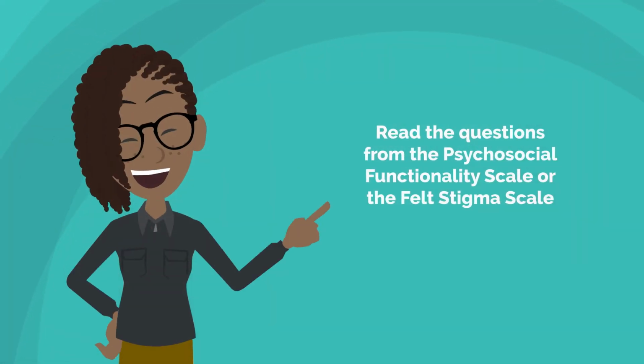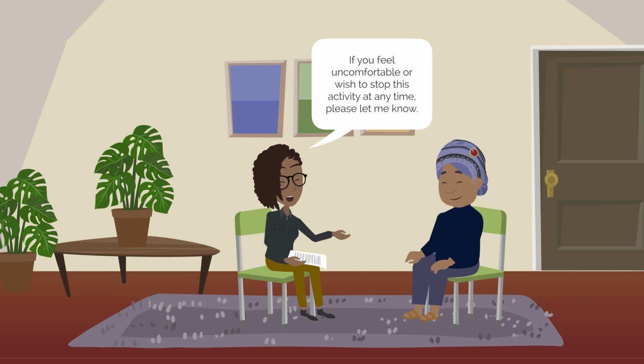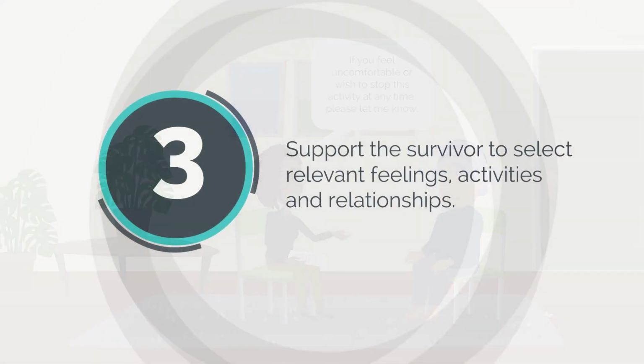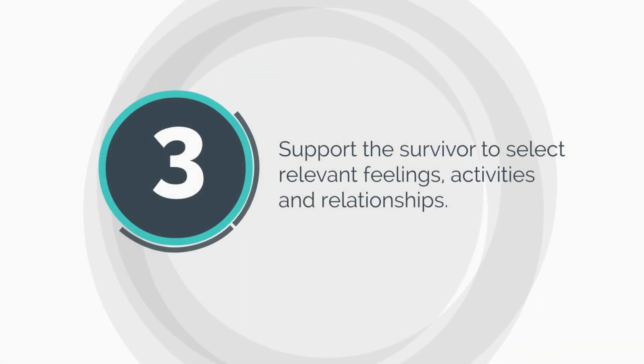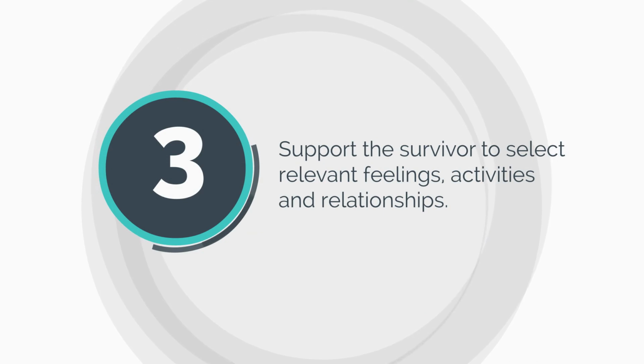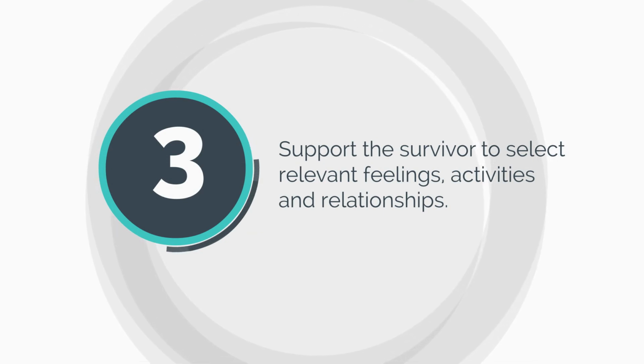Then, read out the questions from the Psychosocial Functionality Scale and/or the Felt Stigma Scale. Remind the survivor, if you feel uncomfortable or wish to stop this activity at any time, please let me know. Next, support the survivor to select relevant feelings, activities, and relationships.